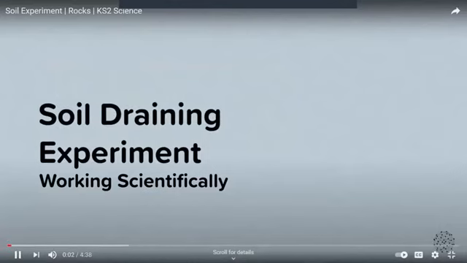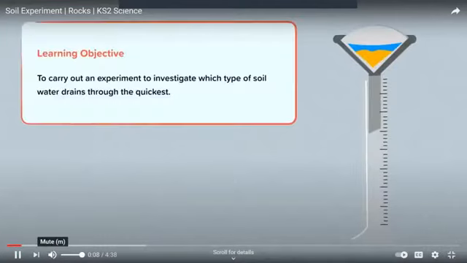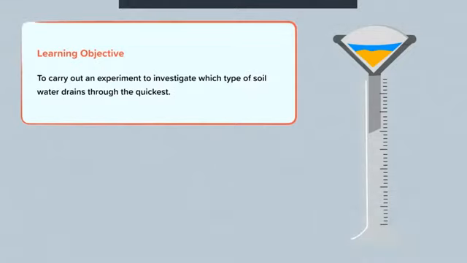Soil draining experiment. Working scientifically. Our aim is to carry out an experiment to investigate which type of soil water drains through the quickest. Have a think about the different types of soil you know. Which do you think will drain the quickest?